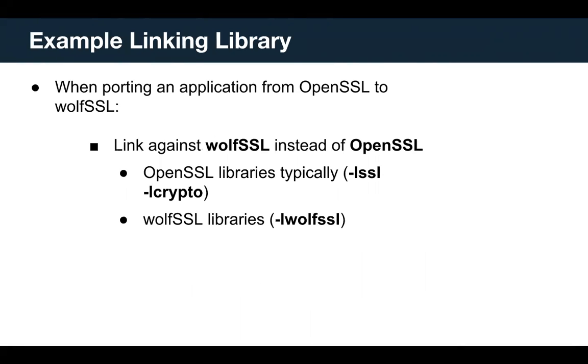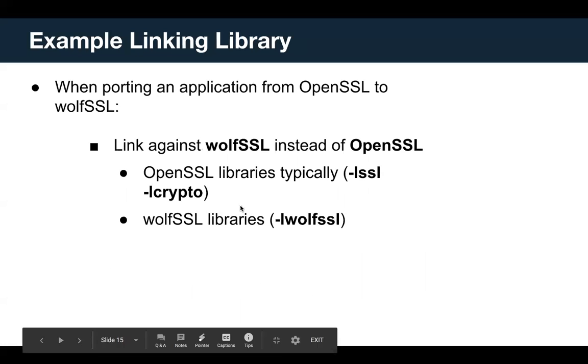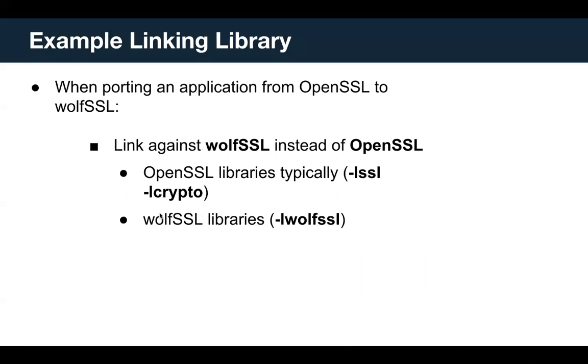The next thing that needs to be updated when migrating a project over is the library that it is linking to. When an application is linked against OpenSSL, -lssl and -lcrypto are used. This should be changed to be -lwolfssl so that the application is now linking with the wolfSSL library instead of OpenSSL. It's as simple as that. After the migration is complete, after changing the include path and changing the library it's linked to.